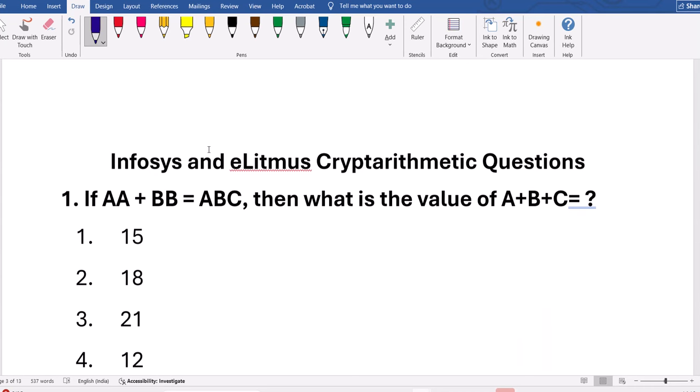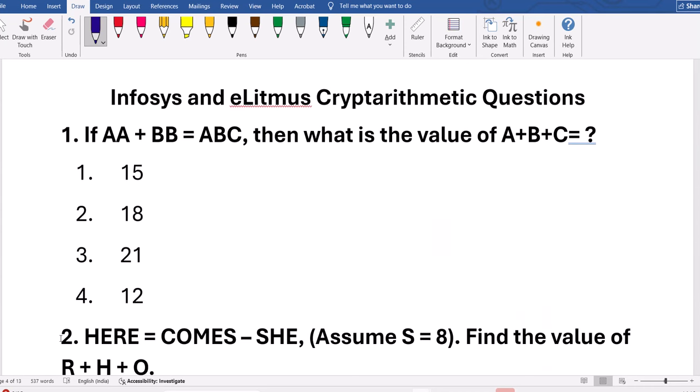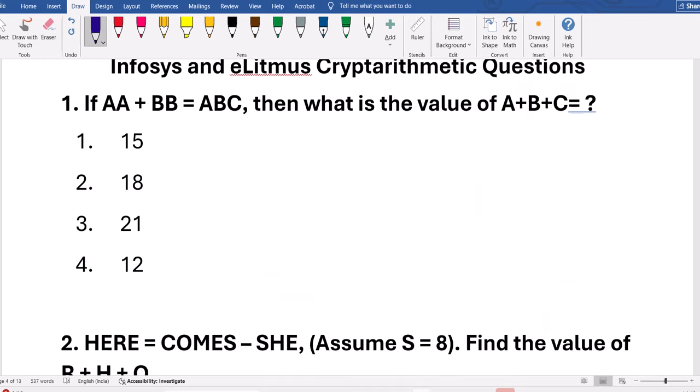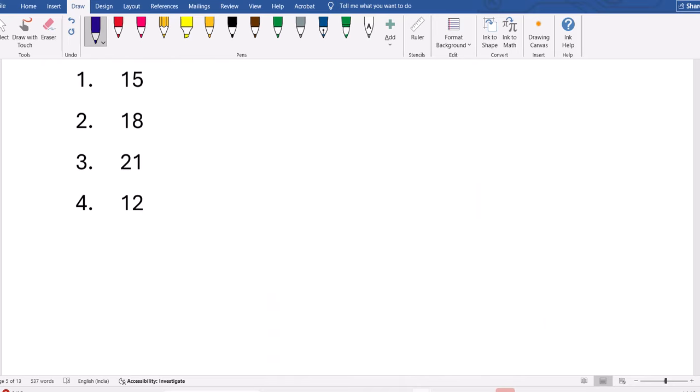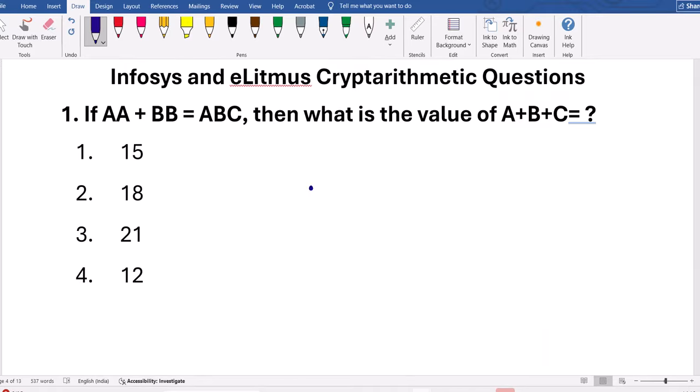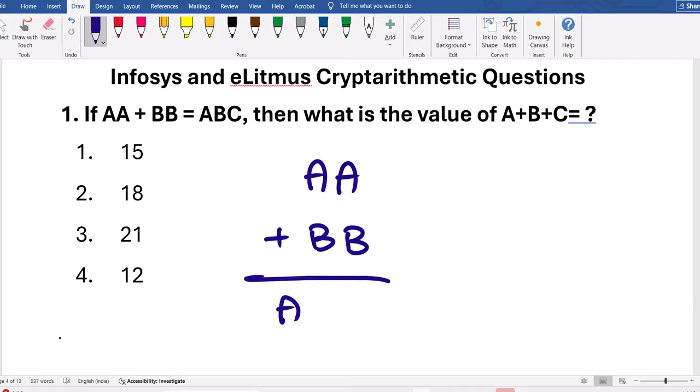Now let me go for one basic one. Here AA plus BB equal to ABC. What is A plus B plus C? This is a very basic question to understand the cryptarithmetic concept. AA is two digit, BB is two digit. ABC is three digit. Now let me know what is the A value. 1. I hope you understand now.